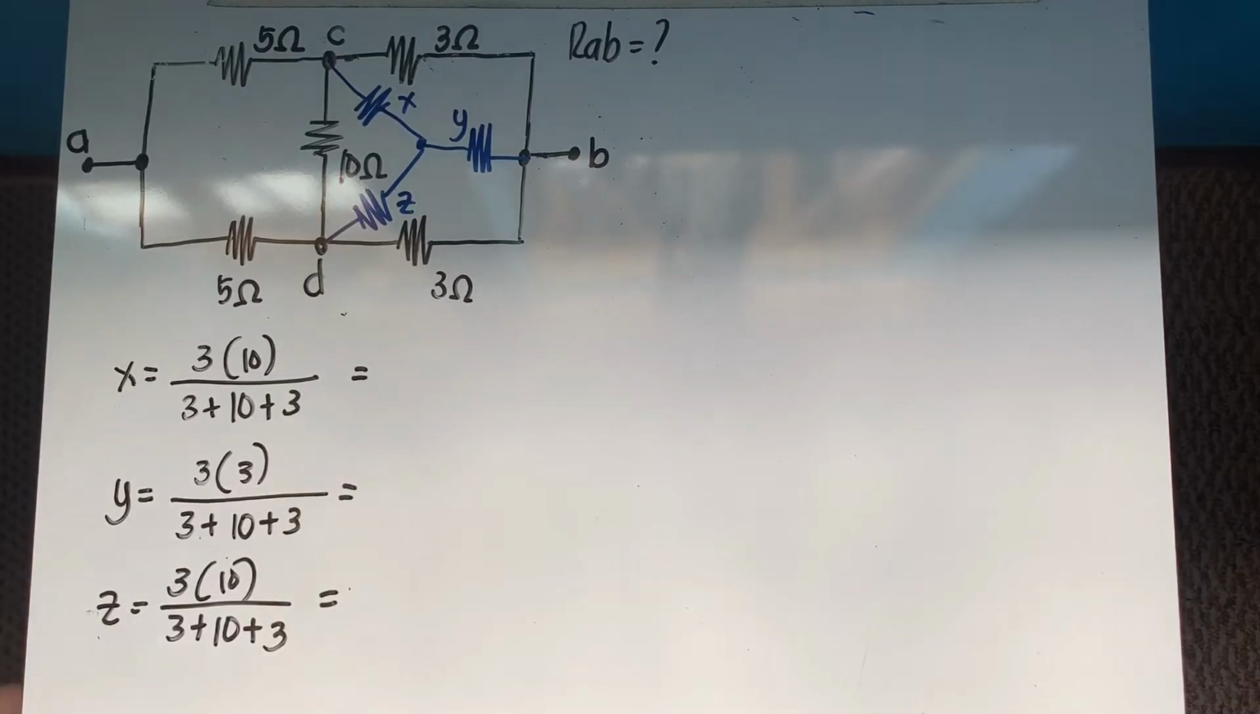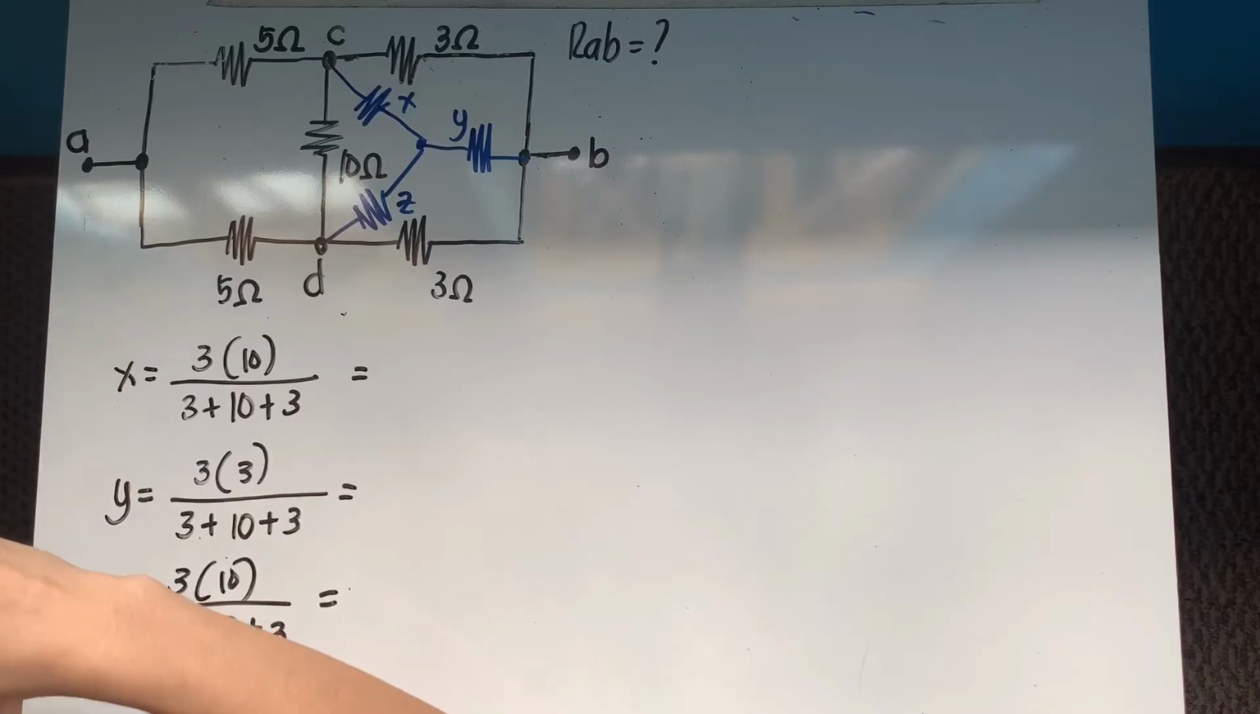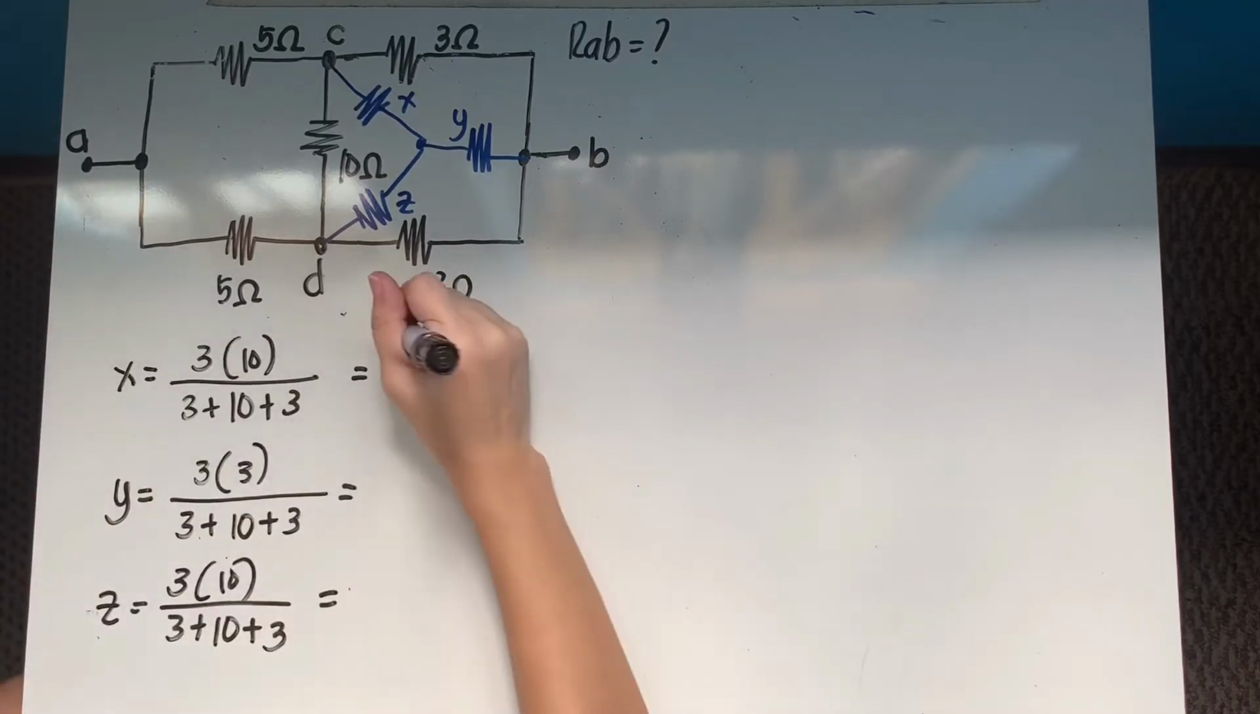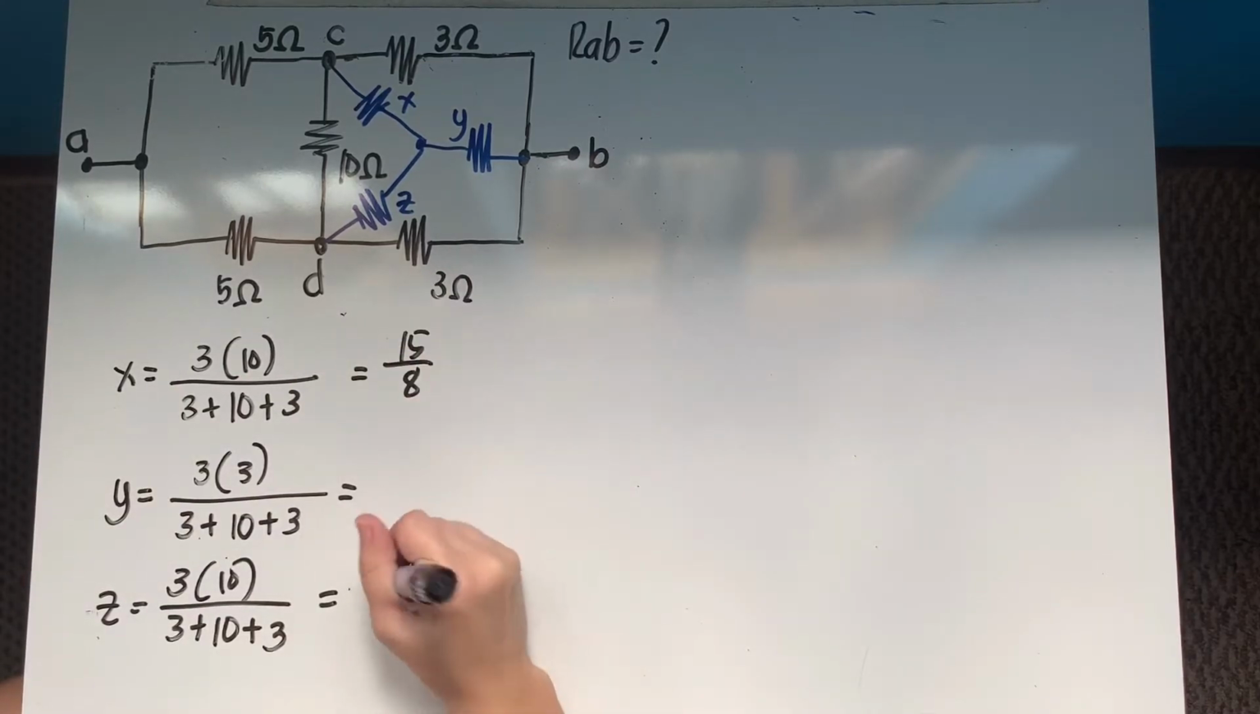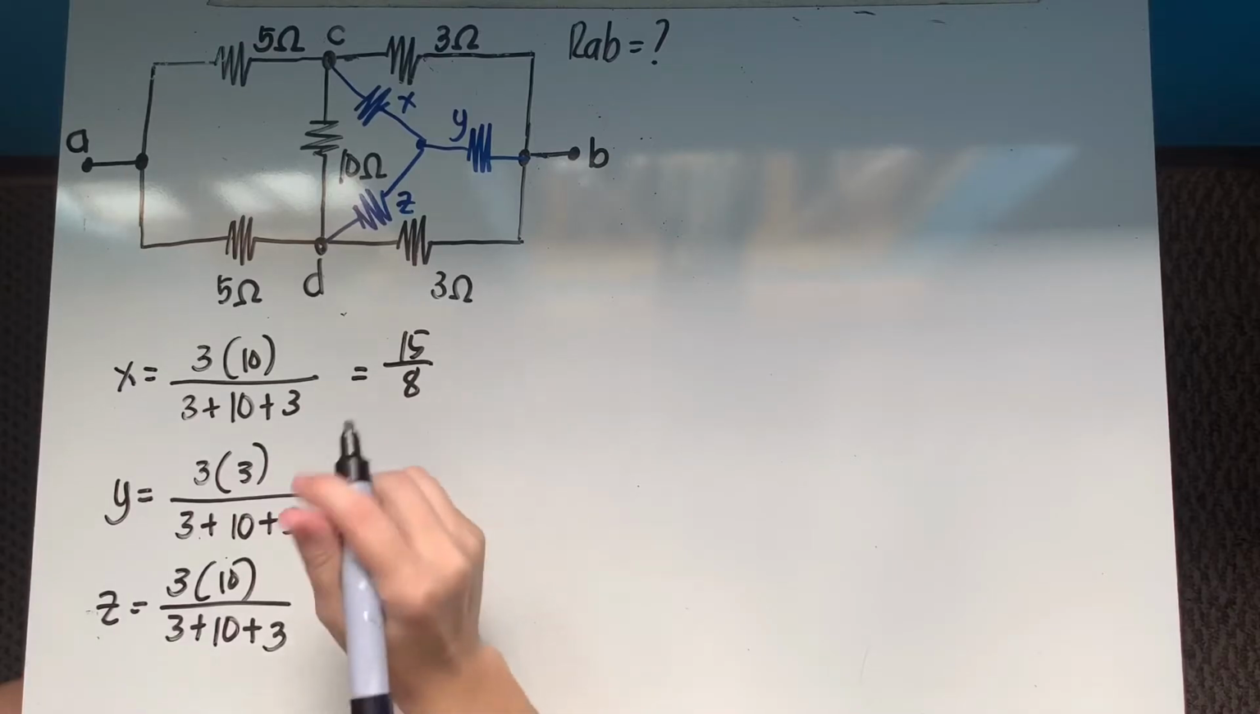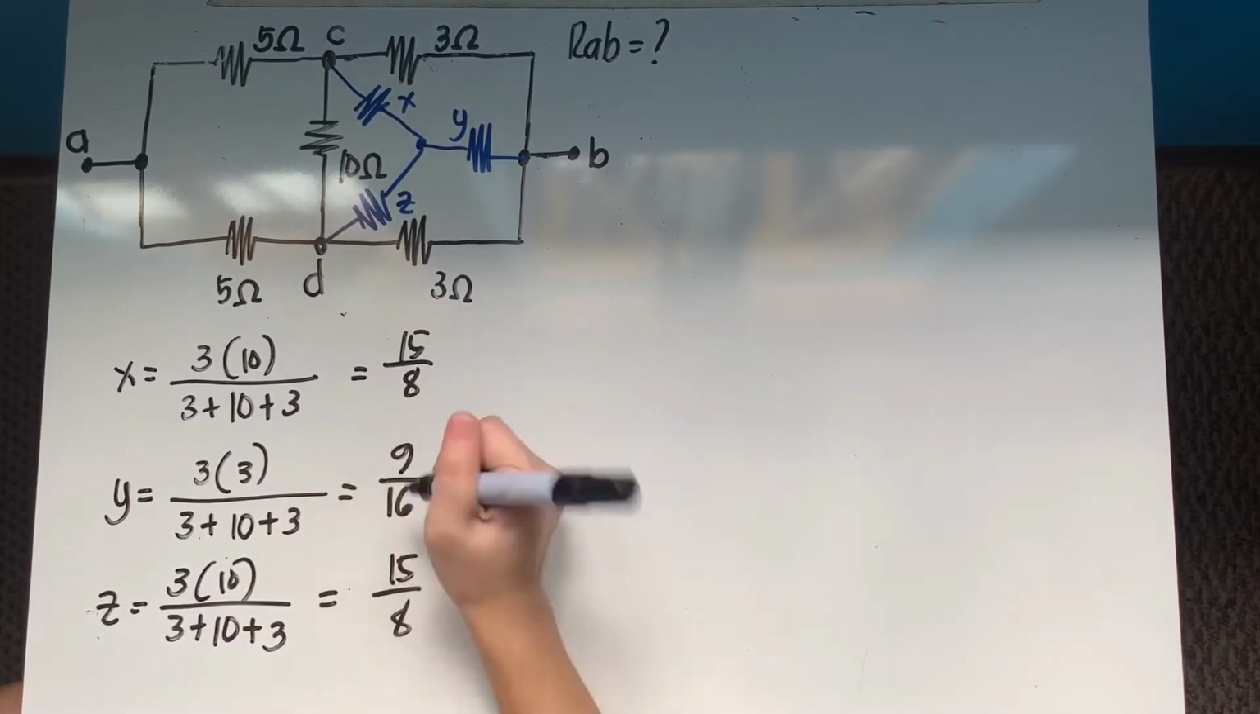To simplify, the answers are 15 over 8. So, ibig sabihin 15 over 8 din ito. And then you have 9 over 16.